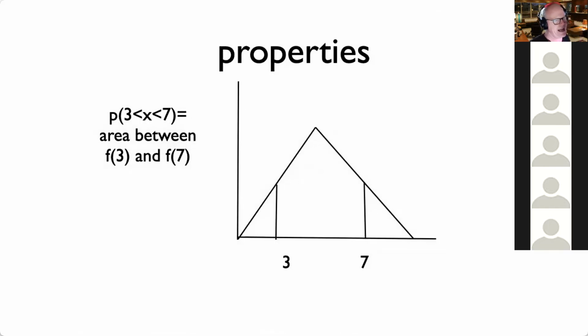So let's take a look at any distribution. We'll leave the normal distribution for a second. If we were trying to find out the probability of getting a score between 3 and 7, so that's 3 and 7.